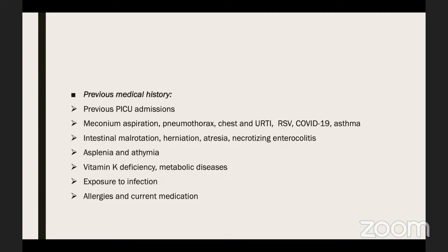Also, from the medical history, it is important to ask about history of intestinal malrotation, herniation, intestinal atresia, and necrotizing enterocolitis. And if there is a known history of asplenia and athymia, vitamin K deficiency, metabolic diseases, and any exposure to any type of infection, or if the child has any type of allergies, and the important current medications.